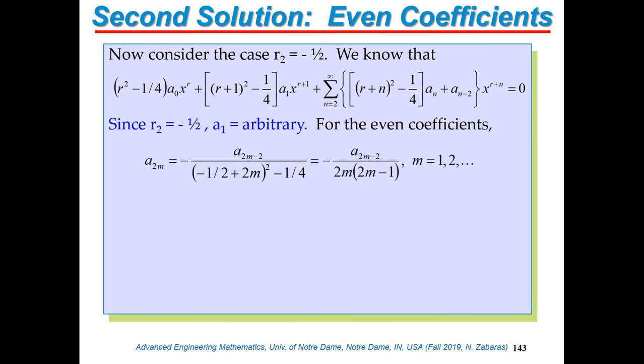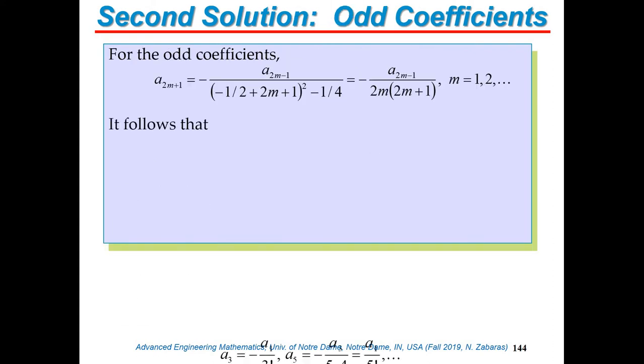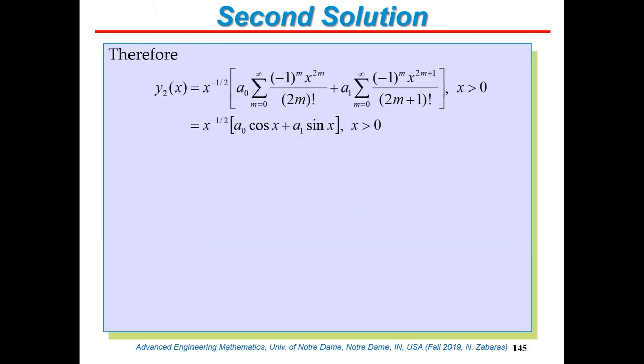So for the even coefficients, if you take this recursive equation equal to 0 and you plug in r equal to minus 1/2, the even coefficients can be computed, all of them, from this recursion. And I'm giving you some of these coefficients and the general expression at the bottom of the slide. And I can do the same thing for the odd coefficients. All right. So again, I plug in r2 equal to minus 1/2. So for the odd coefficients, this is the expression. And when you put all of this together, the leading term again is x to the minus 1/2.